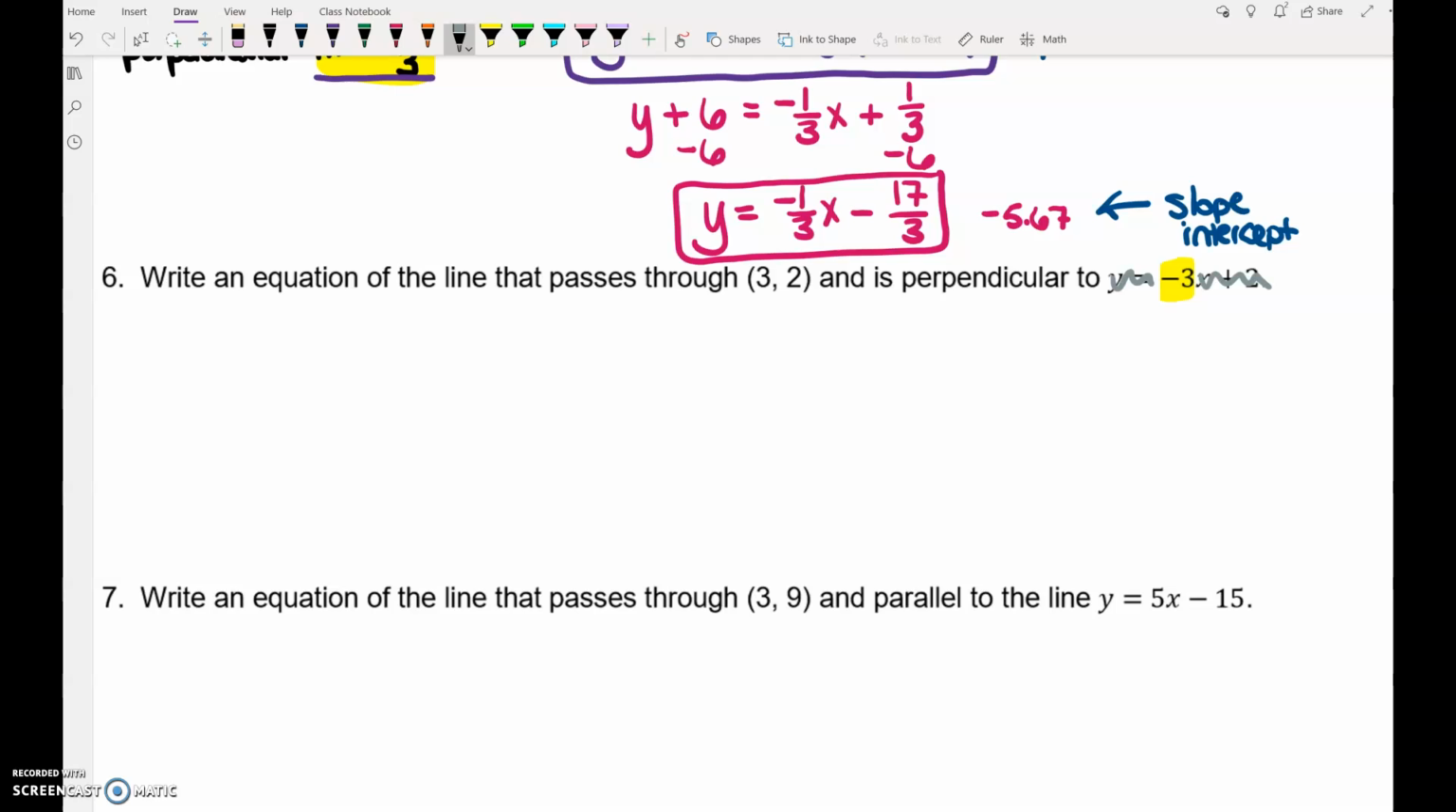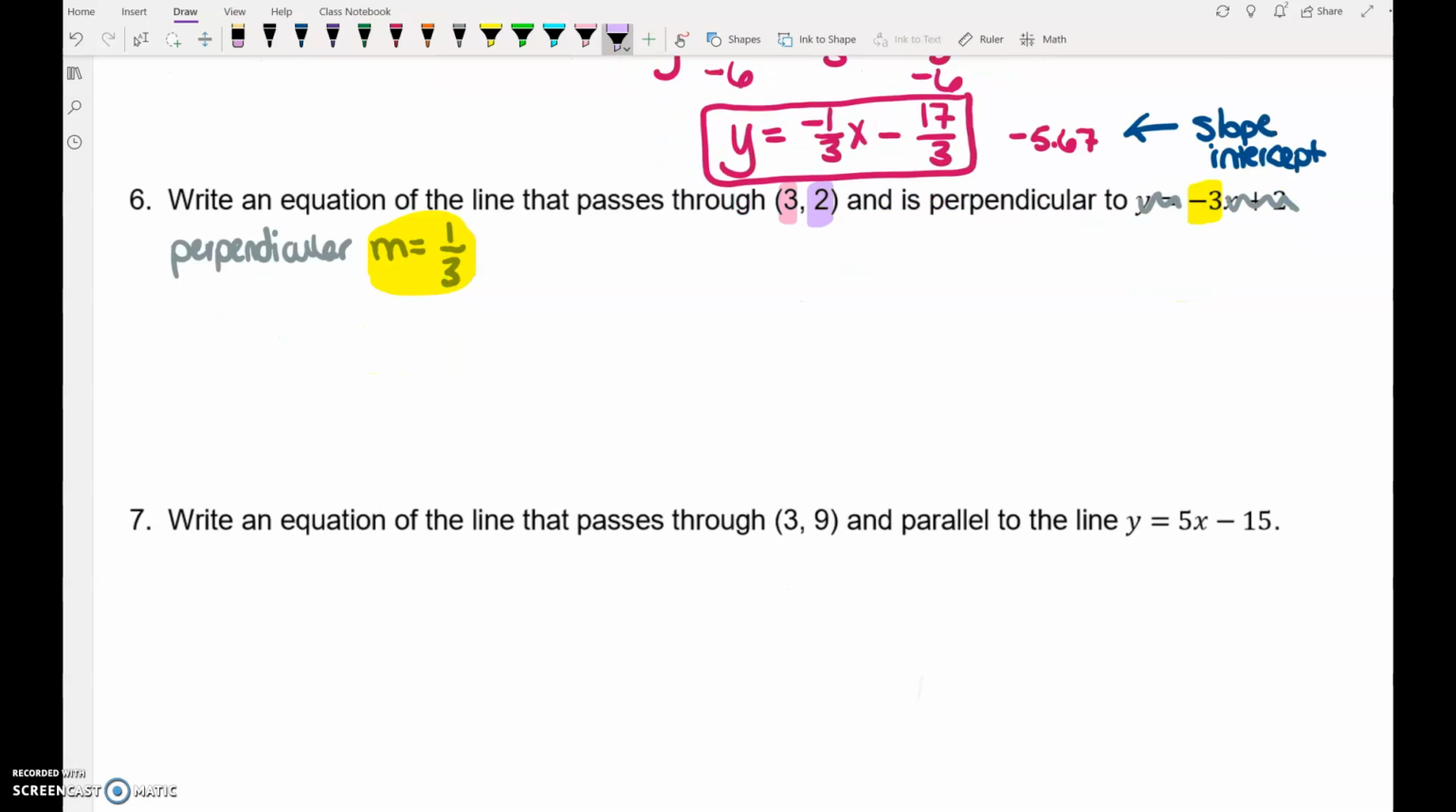If the original slope is 3, the perpendicular slope needs to be, the original is negative, so the perpendicular slope needs to be positive. And flip that 3 around, it'd be 1/3. So you would use a slope of 1/3 and your point (3, 2). Give me a thumbs up, thumbs down. Do you think that you could do that on your own if you had to? Okay, that one's actually a little bit nicer.